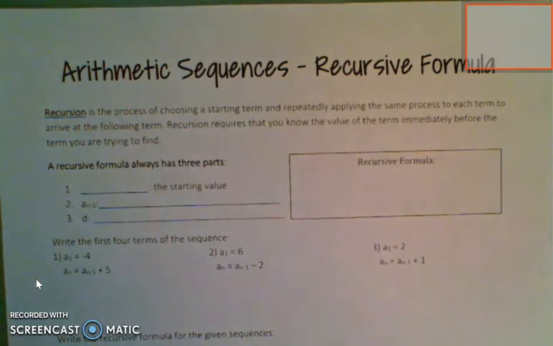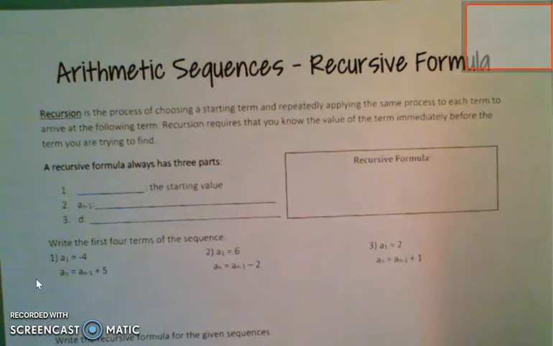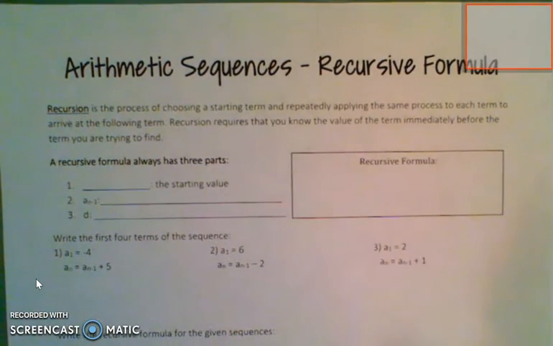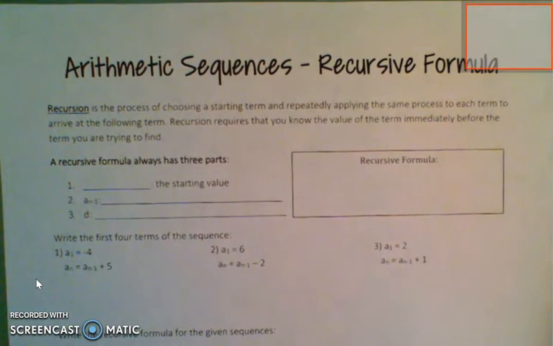Okay, so today this video is about arithmetic sequences, but it's the recursive formula. Recursion is a process of choosing a starting item and repeatedly applying the same process to each term to arrive at the following term. Recursion requires that you know the value of the term immediately before the term you're trying to find.